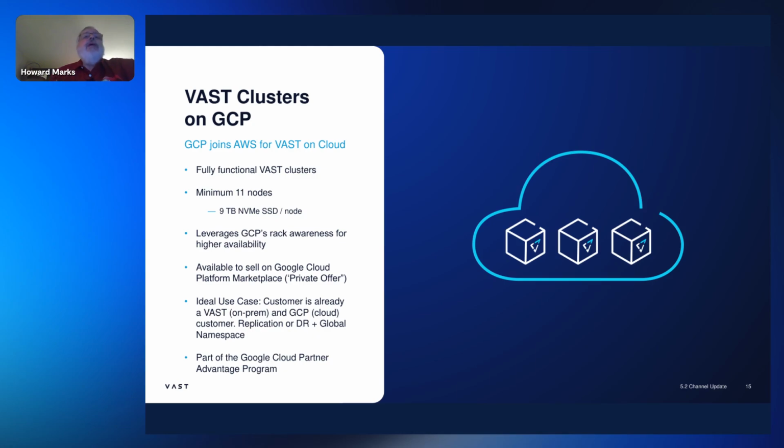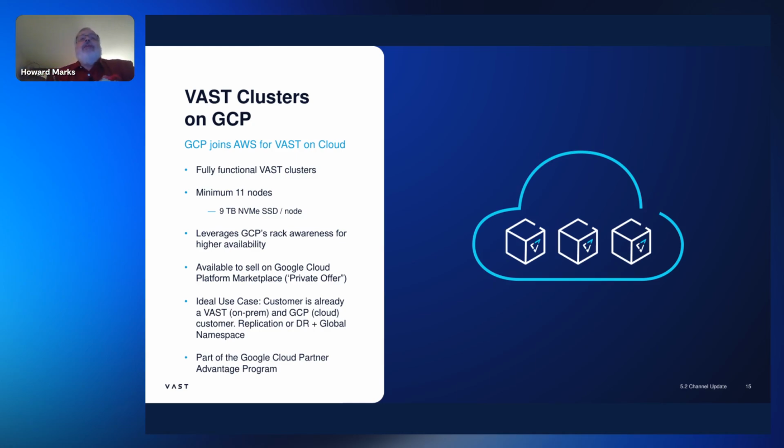In GCP, we're now supporting full VAST clusters. And so, like any other cluster running on an eBox style technology without HA boxes, there's a minimum of 11 nodes, so we can distribute erasure codes, protect data against failures of the instances. We leverage GCP's rack awareness, so each of the nodes is in a different rack, enhancing availability.